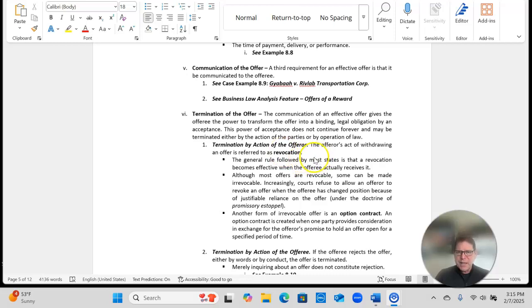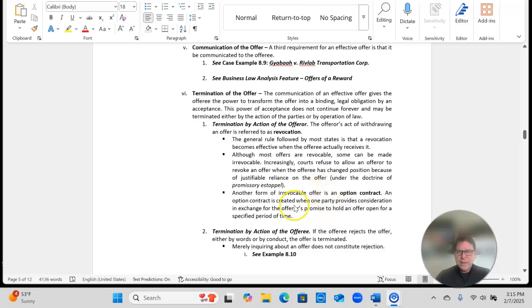Revocation is an act by the offeror, the party who made the offer, of revoking it, pulling it back, saying, nope, I'm done. I don't want my offer to you anymore. I'm revoking my offer. So we can revoke offers.